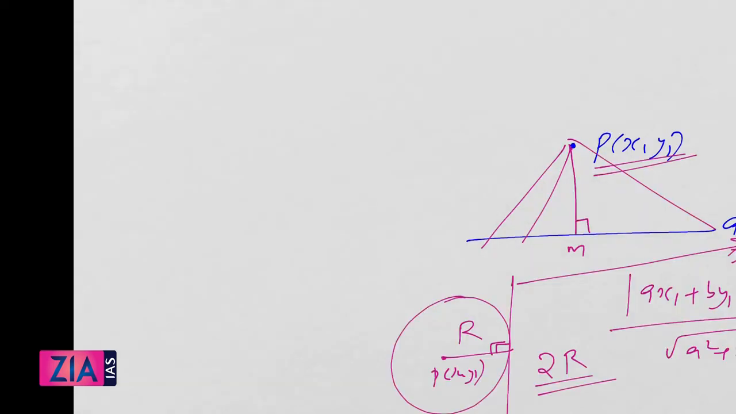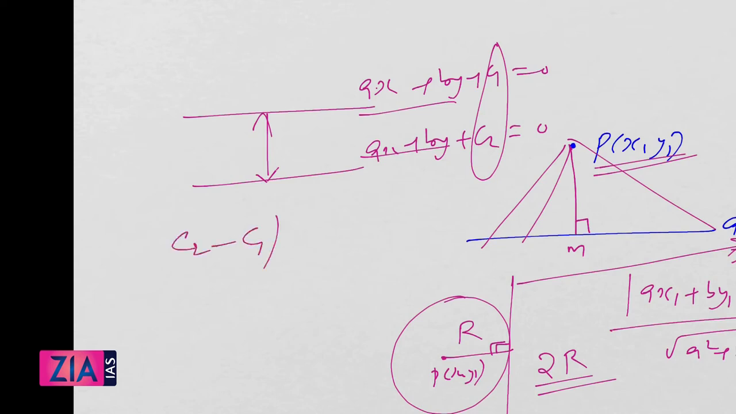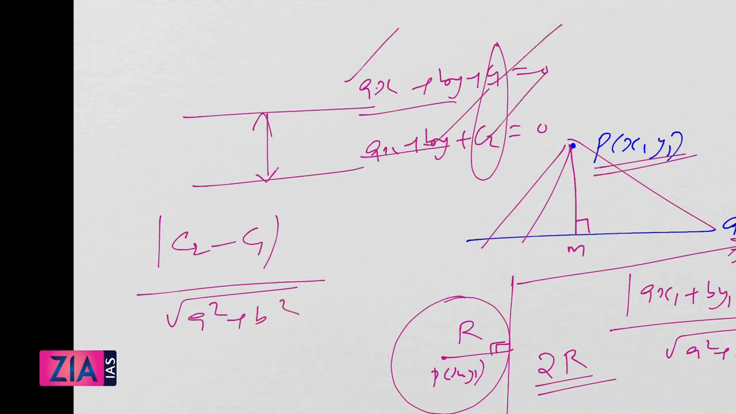Another case is the distance between two parallel lines. So this is going to be ax plus by plus c1 equal to 0, ax plus by plus c2 equal to 0. We know in case of parallel lines only this constant part will change. This has to be the same because slope is equal, right? So we know the distance between them is mod of c2 minus c1 divided by root of a square plus b square. So c2 and c1 is given to you, a and b is given to you, you can get the parallel distance.